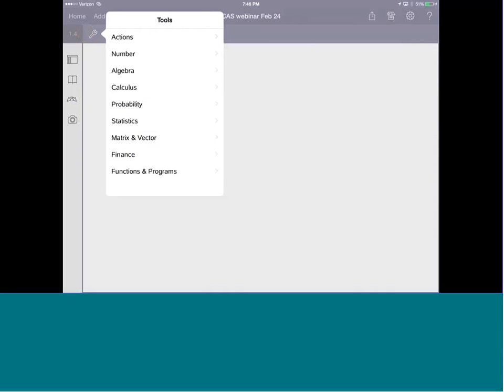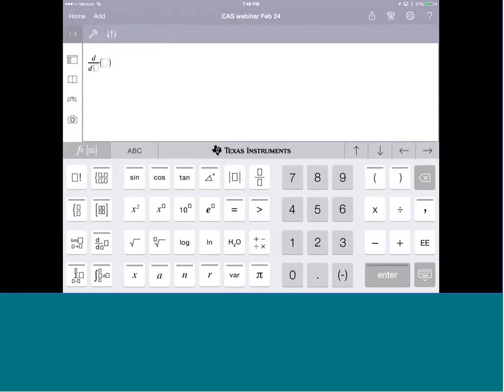For calculus, real quickly, these are all the things you can do algebraically in terms of variables, not in terms of numbers. So if I want to take the derivative with respect to x of x to the 5th power, it'll do that. Again, some of the other ones you can do, I did them on here.